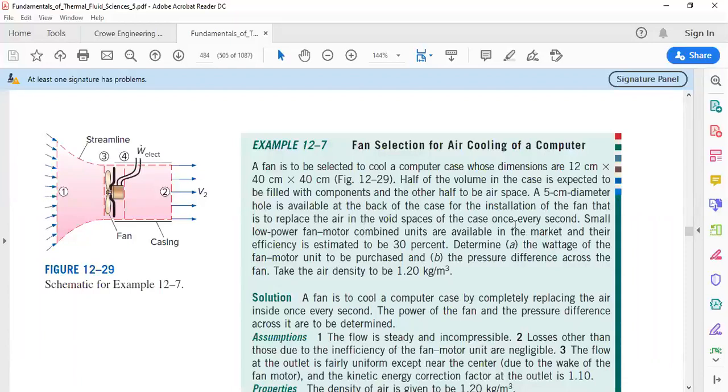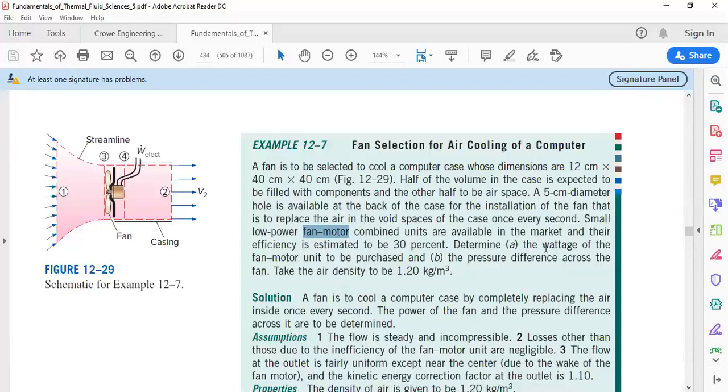That is to replace the air in the void spaces of the case once every second. So that gives us kind of useful information to be used later on. Small low power fan motor combined units are available in the market, and their efficiency is estimated to be 30%. That's the fan motor. So it's like the pump motor. Again, the fan, the compressor, we use them similarly to the pump. So their efficiency is 30%.